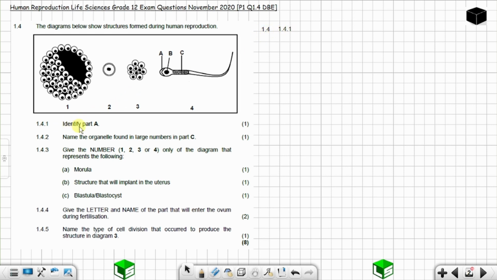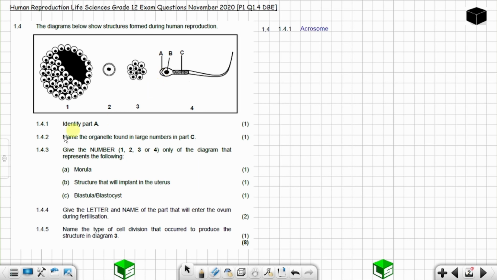You have part A in diagram 4. Diagram 4 is a sperm cell. Part A is known as the acrosome. The acrosome contains enzymes used to break down the membrane of the ovum.